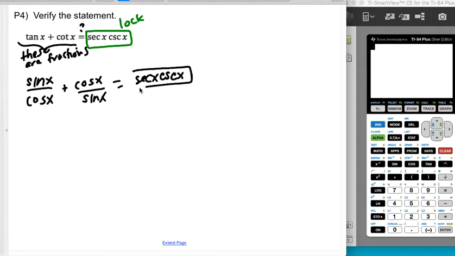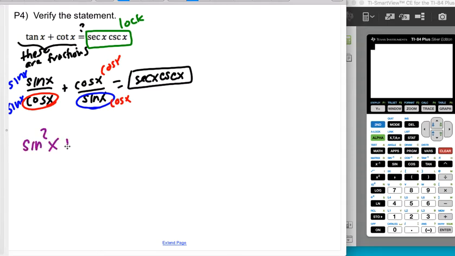All right, I'm going to lock that. So I need a common denominator. I see that they're fractions, so that makes my life a little easier. I'm going to multiply this denominator over here. I'm going to multiply this denominator by the other fraction. And what's going to happen is I'm going to get a numerator that is sine squared x plus cosine squared x over a sine times a cosine.